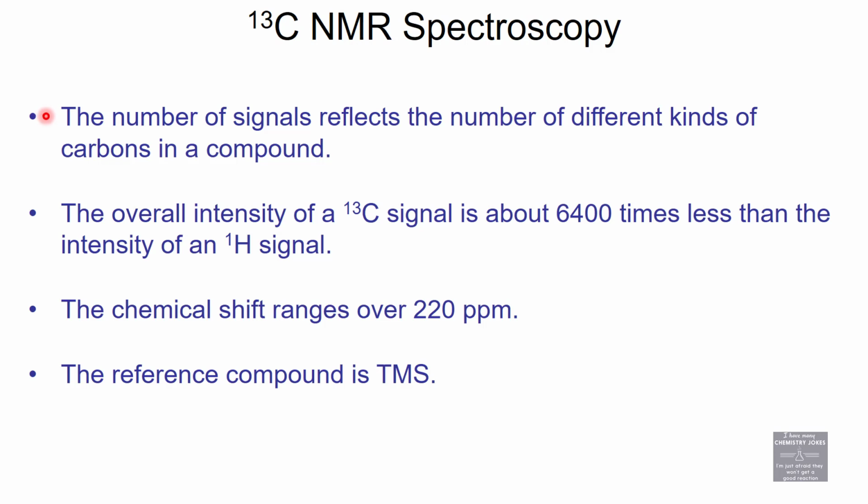If the number of signals seen is smaller than the actual number of carbons in the compound, it tells you that you have some sort of symmetry within your molecule. And that fact can be used to help you come up with structures of unknown compounds, knowing whether you have symmetry or not. The chemical shift ranges over 220 ppm, starts at 0 on the left, goes to 220 on the right. That's pretty different from proton NMR, which we're going to talk about in a moment.